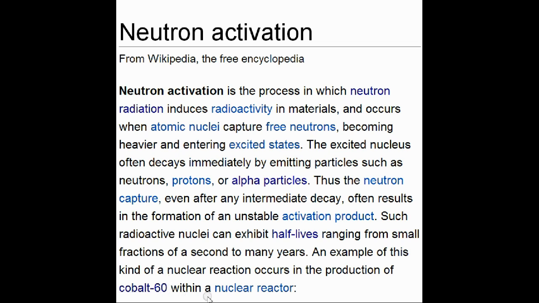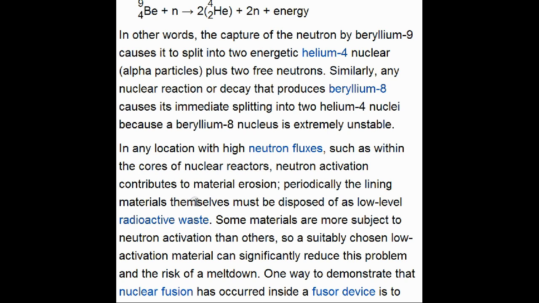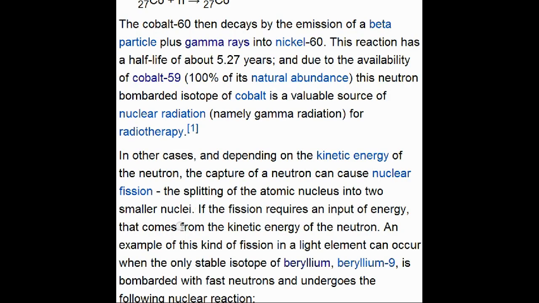An example of this kind of nuclear reaction occurs in the production of cobalt-60. We don't know what we produce yet. We find something about it. The cobalt-60 then decays by emission of beta particles plus gamma rays into nickel-60. Well, we don't have it. We don't have nickel-60. Andrea Rossi does. This reaction has a half-life of about 5.27 years. In other cases, it depends on the kinetic energy of the neutron.